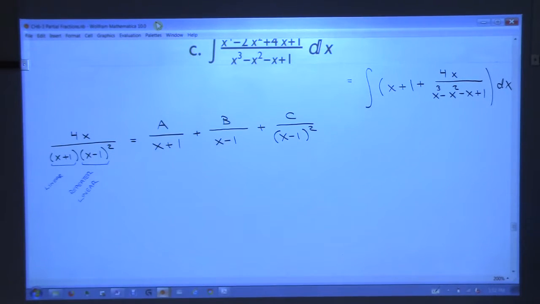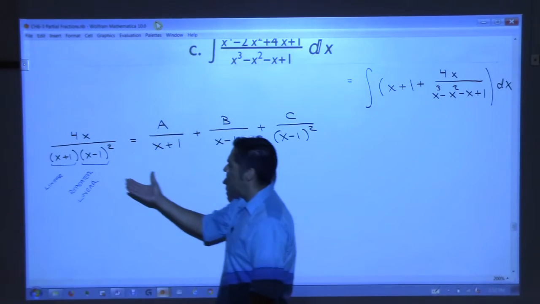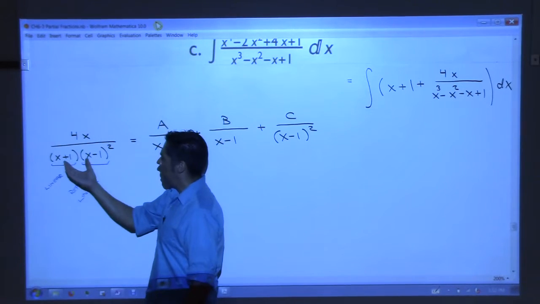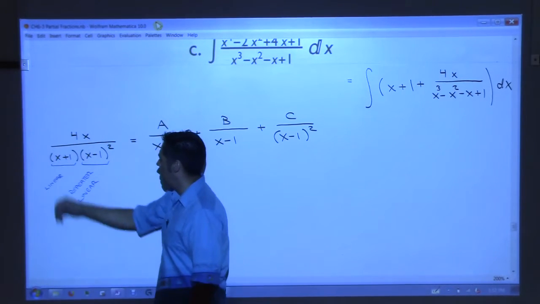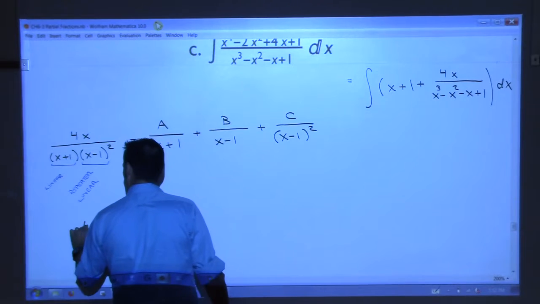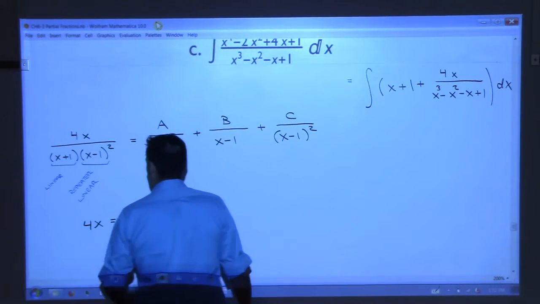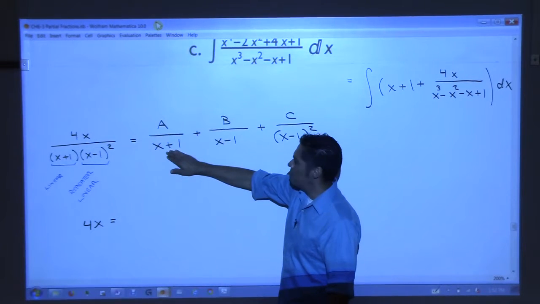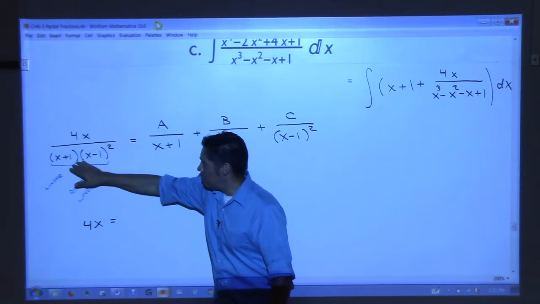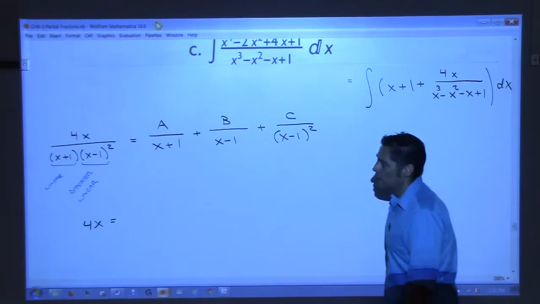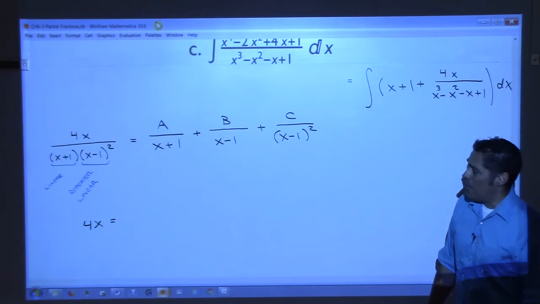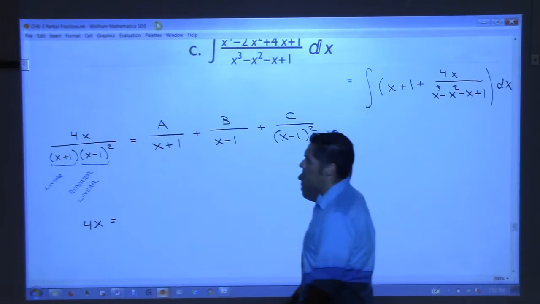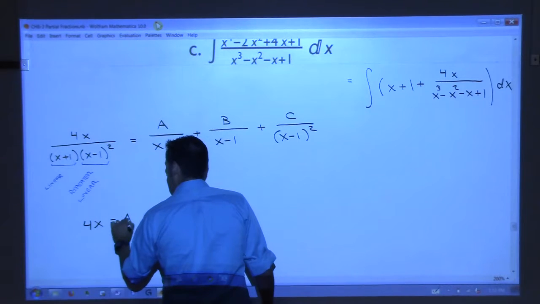Now what? Clear the fractions. Multiply both sides by this. So when I multiply the left side by this, what do I get? 4x. Now let's see if you can do this without having to write it down. If I multiply this by this, what cancels? The x plus 1, and what's left? The x minus 1 squared and the a, right?